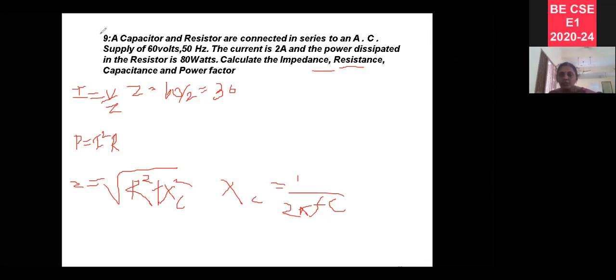Take the square root. Take out your calculator, calculate and tell me. After the XC value, find out the capacitance value. What is the capacitance value? Tell me. Apply C is equal to 1 by 2 pi F into XC. Apply that formula and calculate.